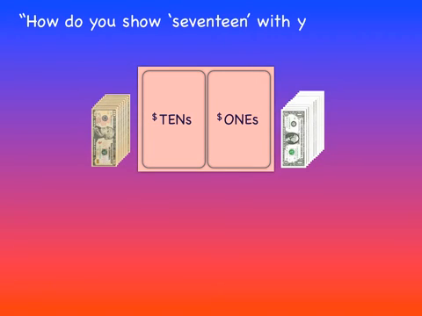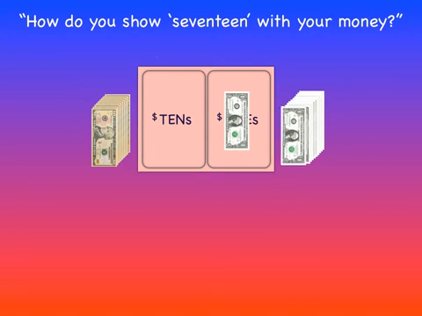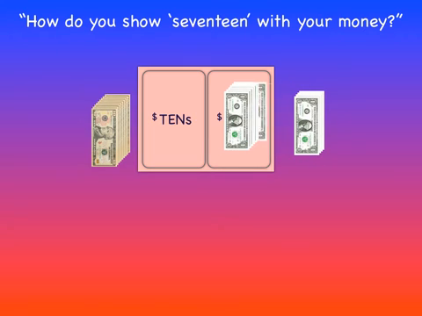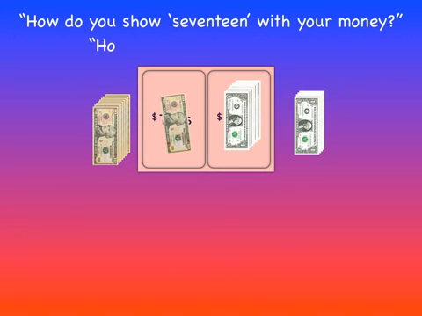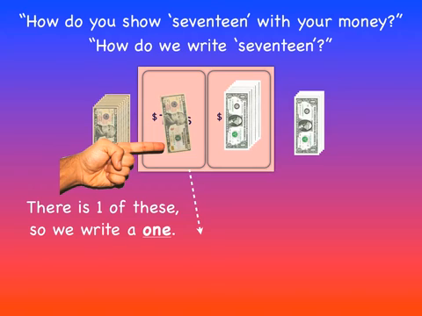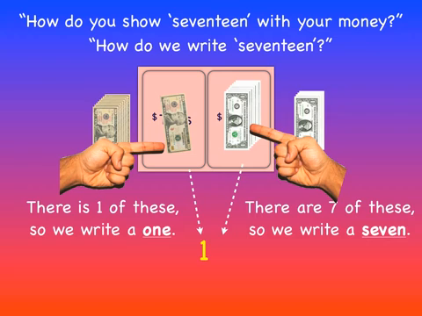How do you show 17 with your money? Again, help them figure it out. Well, you're going to have 7 over here. 2, 3, 4, 5, 6, 7, and you need a 10. Okay. Well, we showed it with money, but how do you write 17? There's one of these, so you write a 1. That's for the $10 bill. And there's 7 of these, so we write a 7. 10 and 7 more is 17.